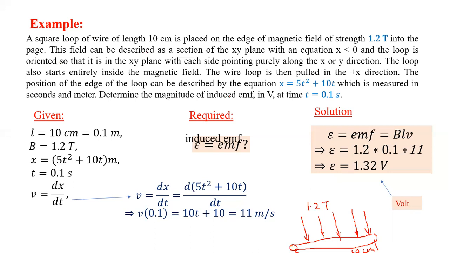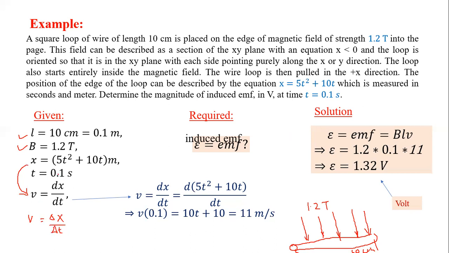The distance is 5t squared plus 10t, a time dependent distance. To find the velocity, we need a mathematical formula. Velocity is equal to change in distance over change in time, v equals dx over dt.